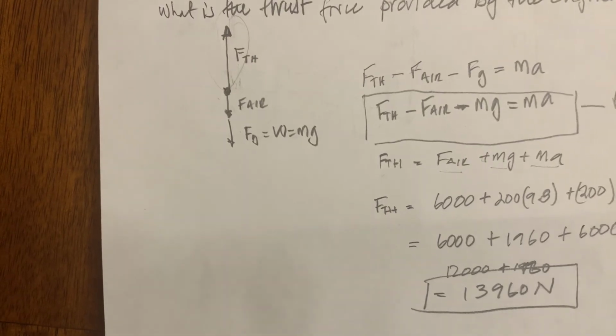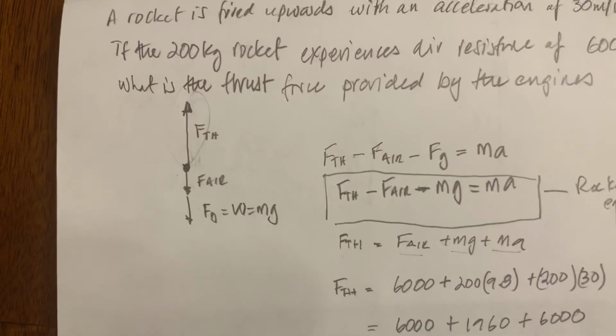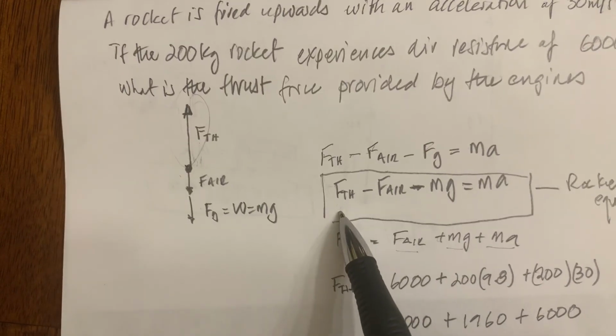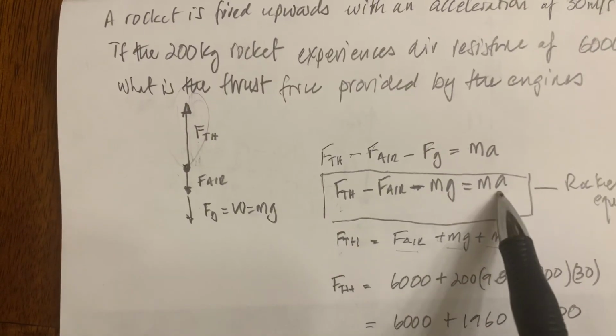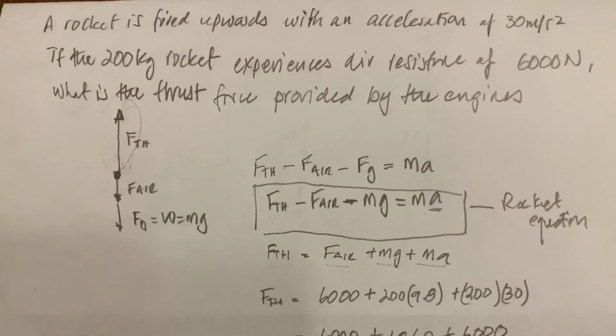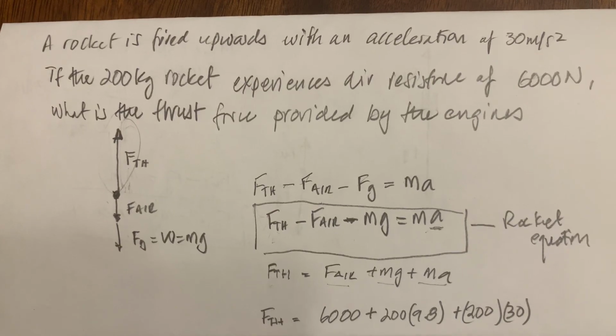That's the force of thrust that the rocket must provide so that it can get that kind of acceleration for that heavier rocket when there's so much air resistance. We see that it all just popped right out of here. I could have given you the thrust of the rocket and said, hey, how fast is it going to accelerate? And so you'd be looking for this instead of that. Okay? So I hope that makes sense and helps you with your forces in vertical motion.